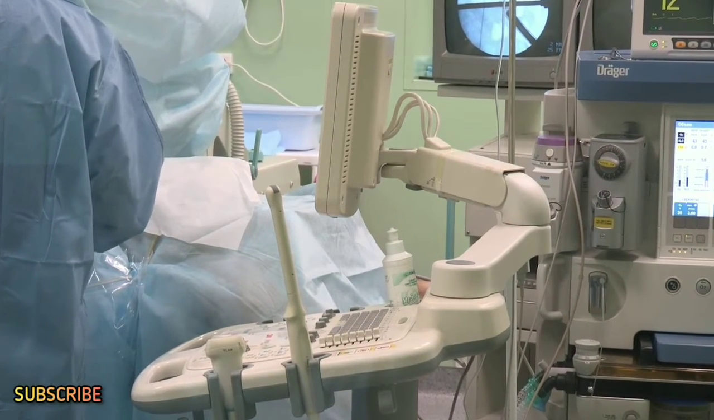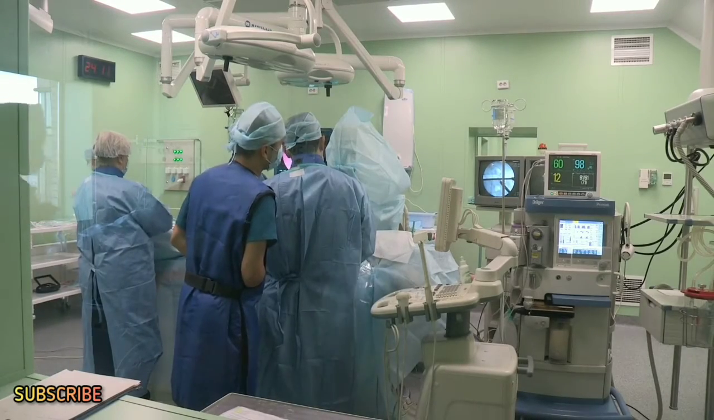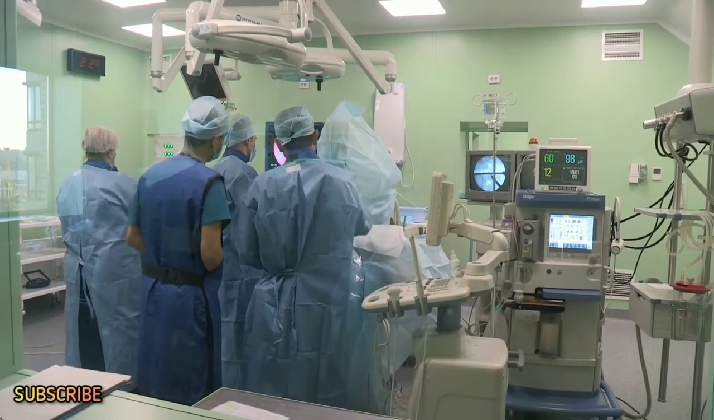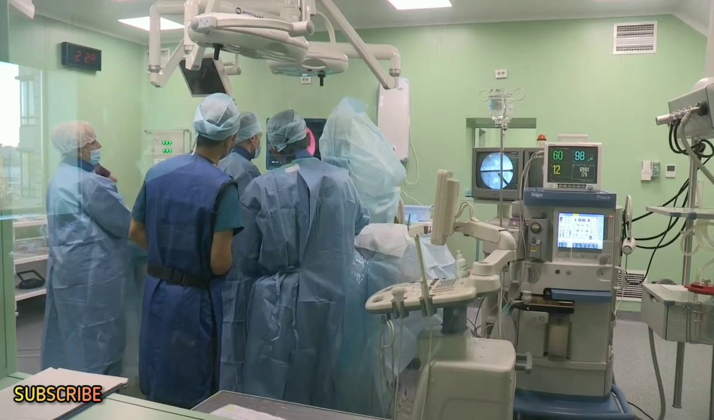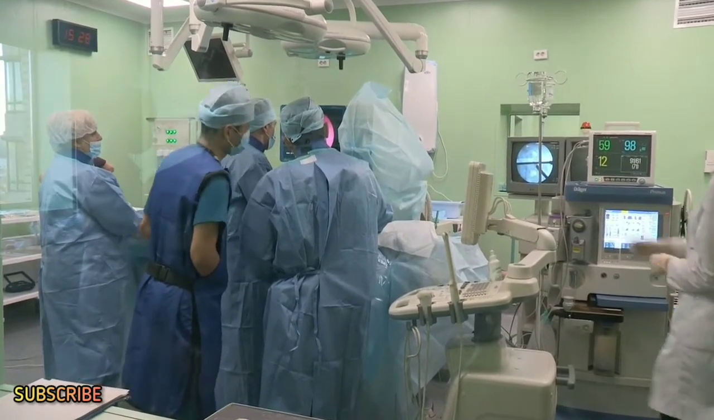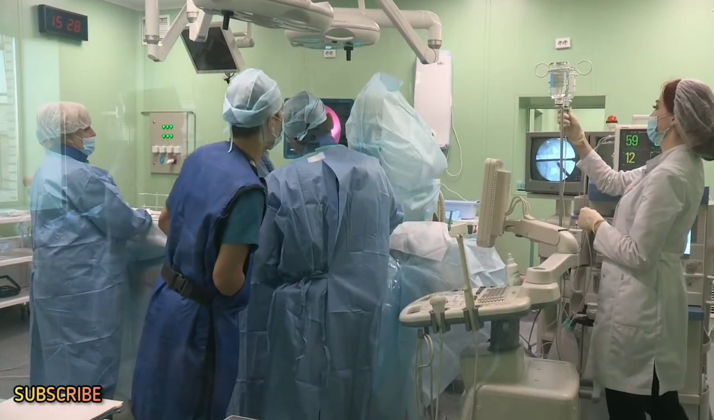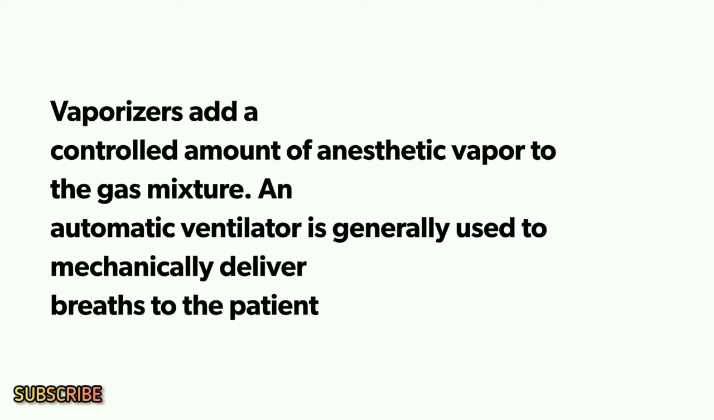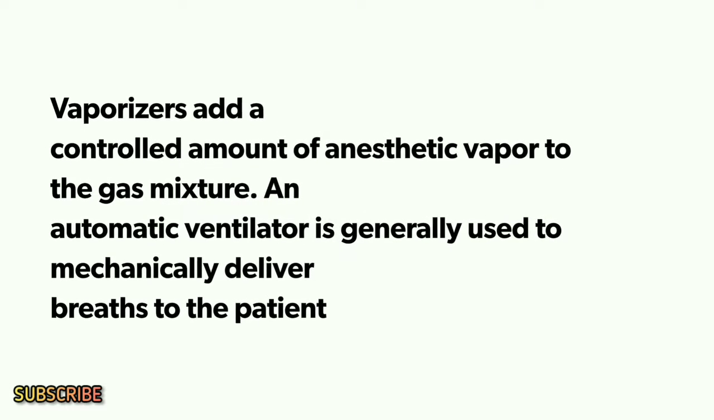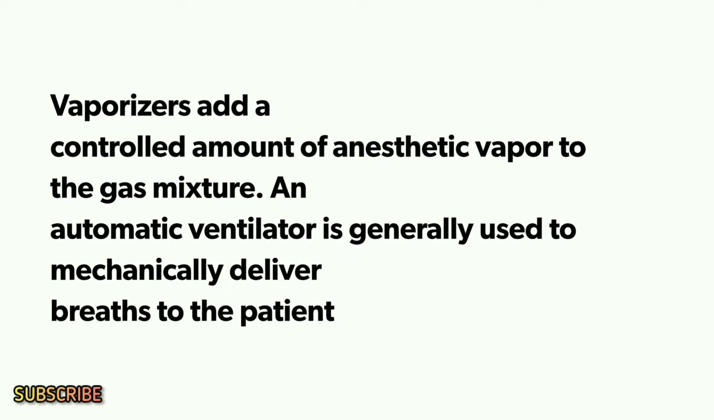Now let's discuss how it works. Anesthesia units use a lot of O2 and N2O, oxygen and nitrous oxide gas. They are usually drawn from the hospital's central gas supplies. Vaporizers add a controlled amount of anesthetic vapor to the gas mixture. An automatic ventilator is generally used to mechanically deliver breaths to the patient.